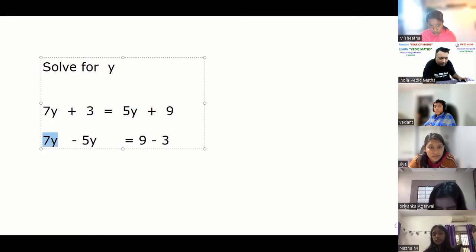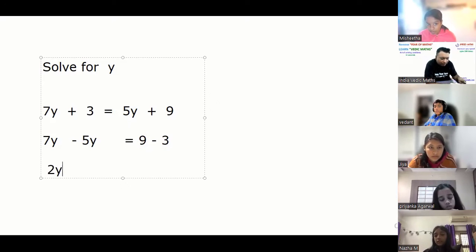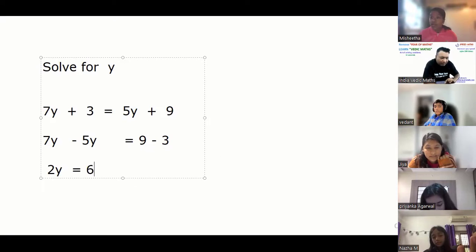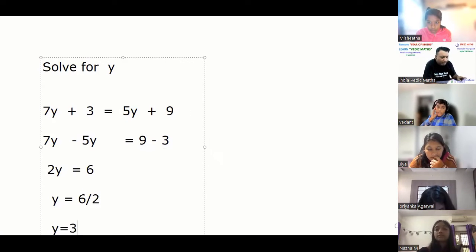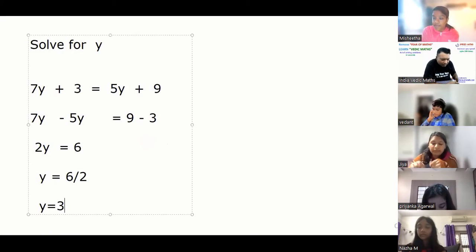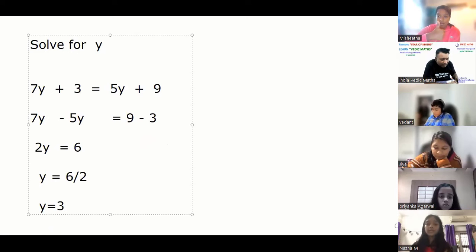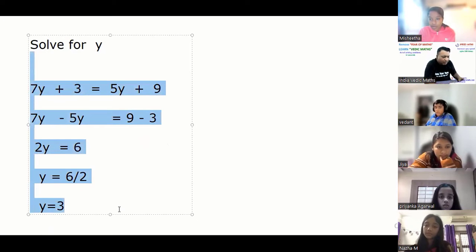First step. Yes. Now, how does 7y minus 5y become? That would be 2y. 9 minus 3 would be 6. So now this 2 will go to the right side. So y is equal to 6 divided by 2. Agree? Perfect. Is everyone good here? No confusion. I'm going slow. Very nice, Priyanka. Very nice, Naja. And thank you, Jia. Let's everybody try this.